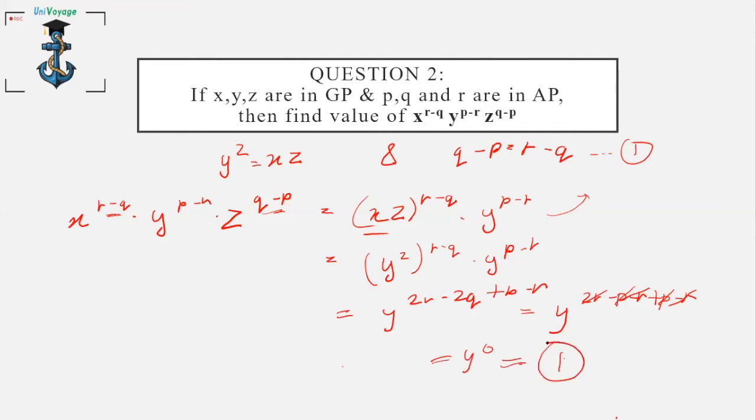So just go through the question and look at the identities which we've used. And if you don't understand anything, please post it in the comment section. We will answer them.